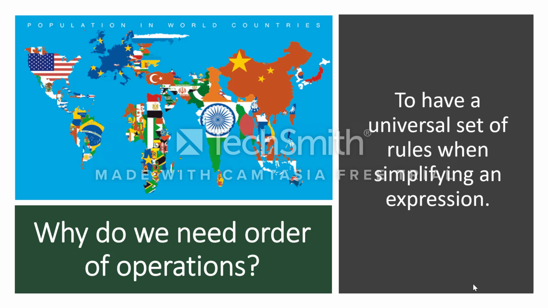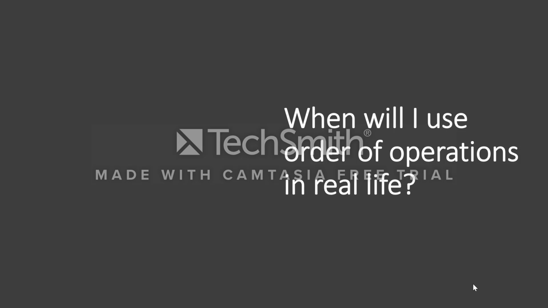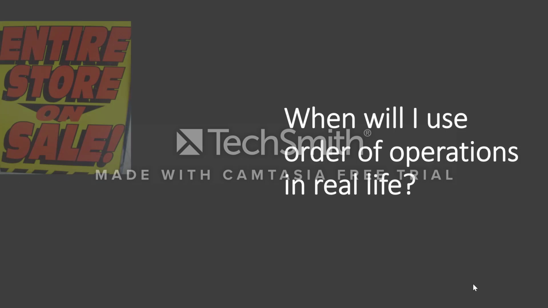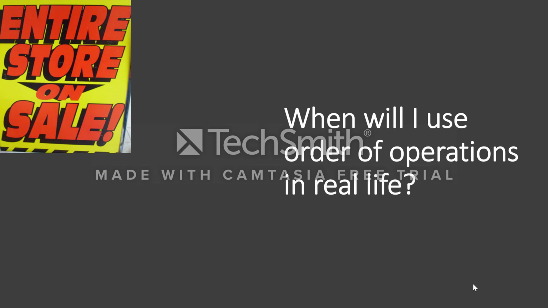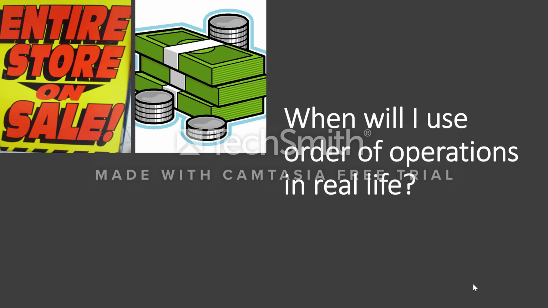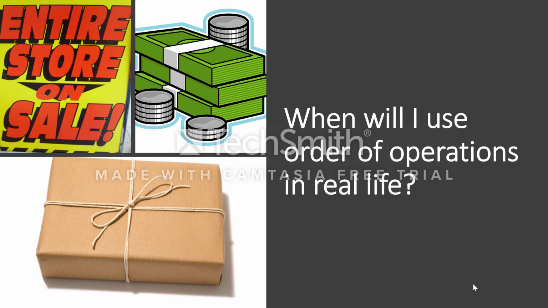People across the world simplify expressions for various reasons. Order of operations serves as the universal set of rules to simplify expressions. Order of operations are needed and used in everyday life. They can help you calculate a sales price, the amount of money needed or saved, and determine the weight of a package.